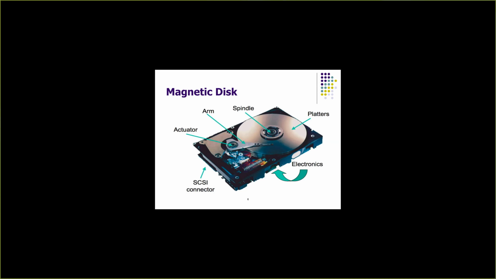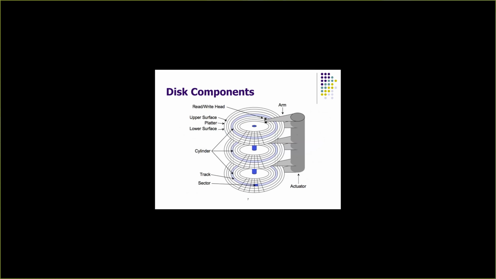Okay, and if we take a deep look into the platters, platters are arranged in a stacked manner, so they are arranged on top of each other, and the head, which is the read write head, covers both the surfaces of a platter. For each platter you have an upper surface and a lower surface, and the surface of each platter is divided into concentric tracks.